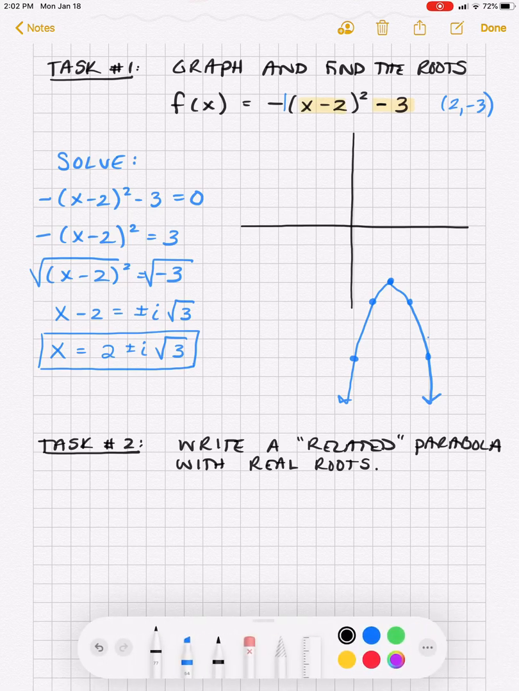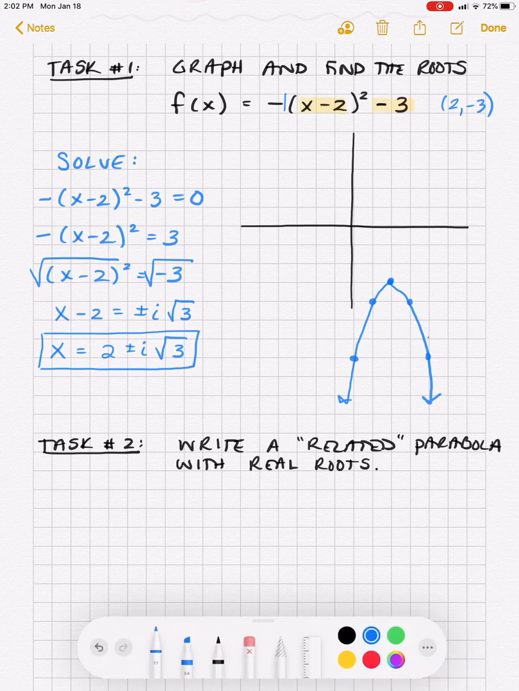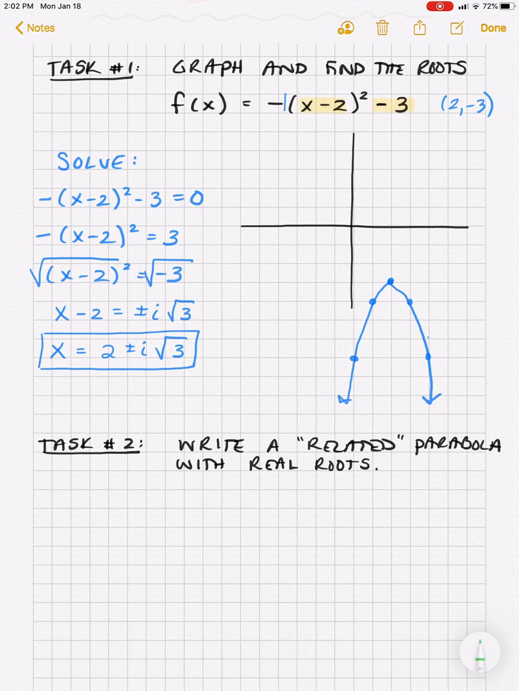Well, if we take this parabola that's in blue, and I reflect it, and I make a parabola that has the same width and the same vertex, but I make it open up, then we can say that the parabolas are almost identical, except that the green one is going to have real roots and the blue one is going to have imaginary roots. So the related parabola is going to look like this.